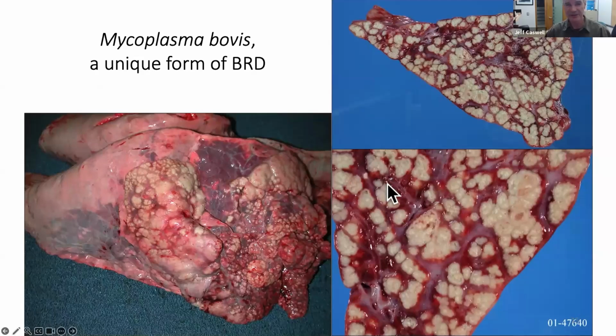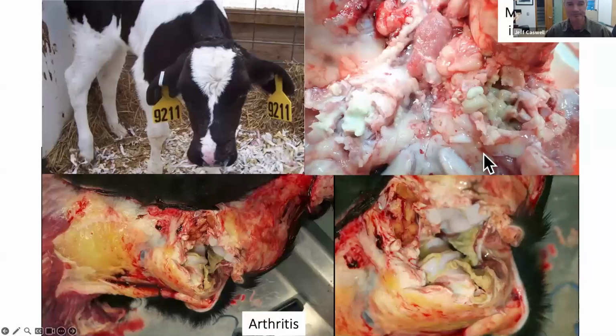And then the very characteristic abnormalities that we see in the lung, that are relevant to what I'm going to talk about later, are these so-called caseo-necrotic lesions. They're little tiny nodules where there's been death of cells within the lung tissue. And we don't see that in other forms of respiratory disease. It's really characteristic of Mycoplasma bovis pneumonia, and I think is important for how that disease develops.